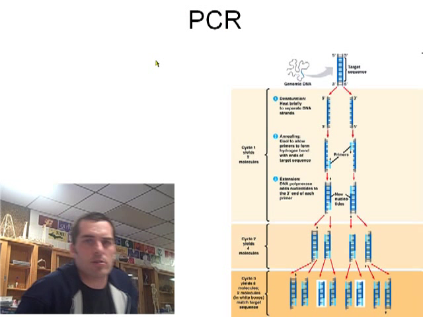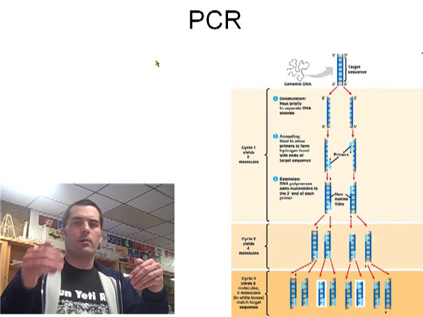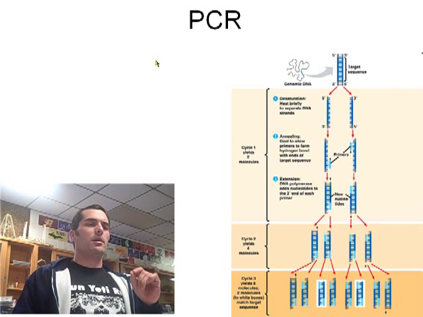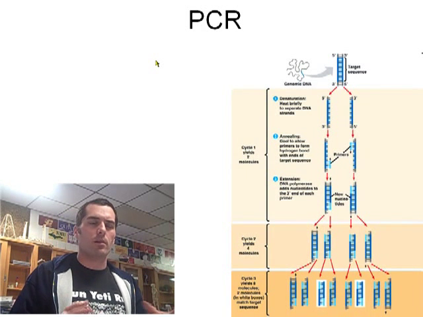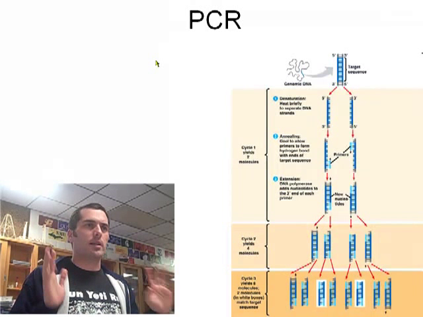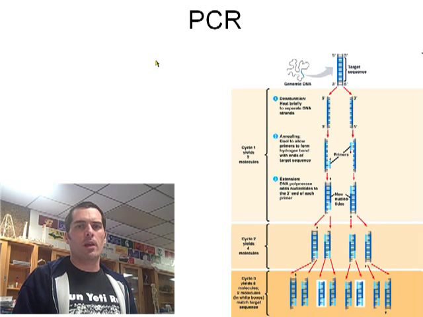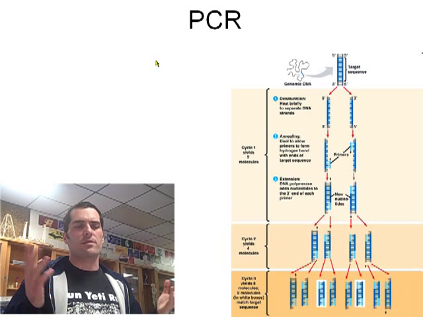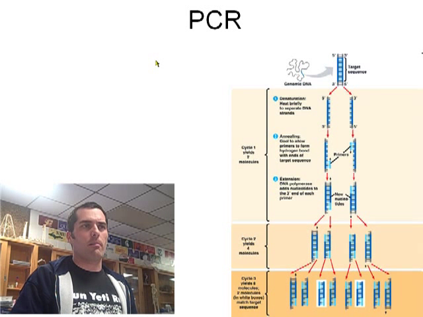You do this PCR procedure. They sell machines that do the whole thing for you, and you basically input your little DNA sample into the machine. You input the primers and the enzymes that you need, and you set the machine and you walk away, and it does the whole PCR process for you, and you end up with millions of copies of your gene of interest.